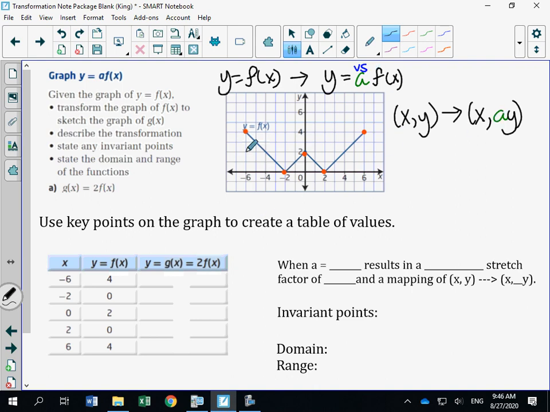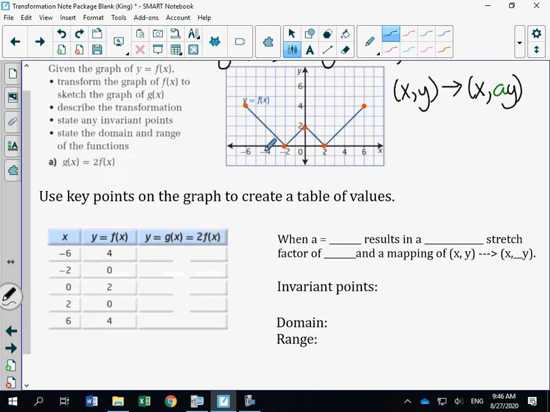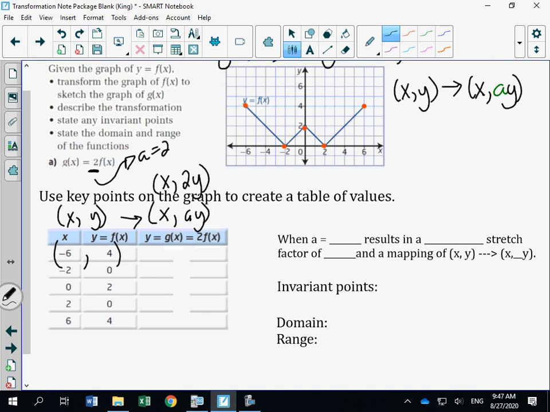So I'll show you what happens. Let's take this point here, which is -6, 4. So they've actually given you that point right here. So -6, 4. And actually I'll write here, so x comma y is going to go to x comma a y, and we know that our a value, they want our a value to be 2. Okay, so they want our a value to be 2. So then it's going to be 2 times whatever our y value is.